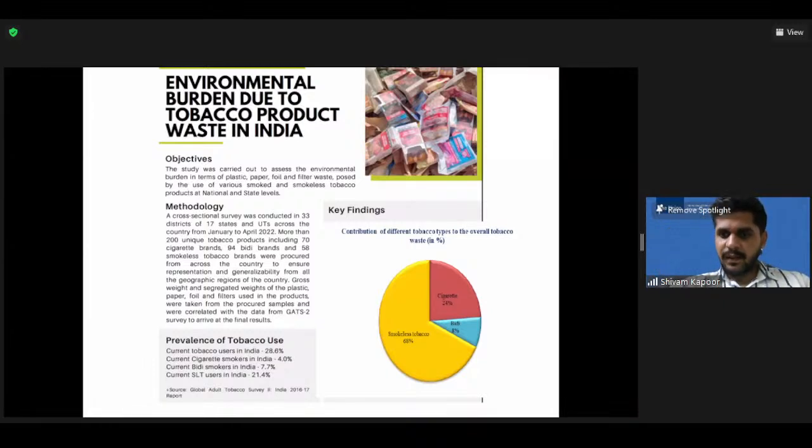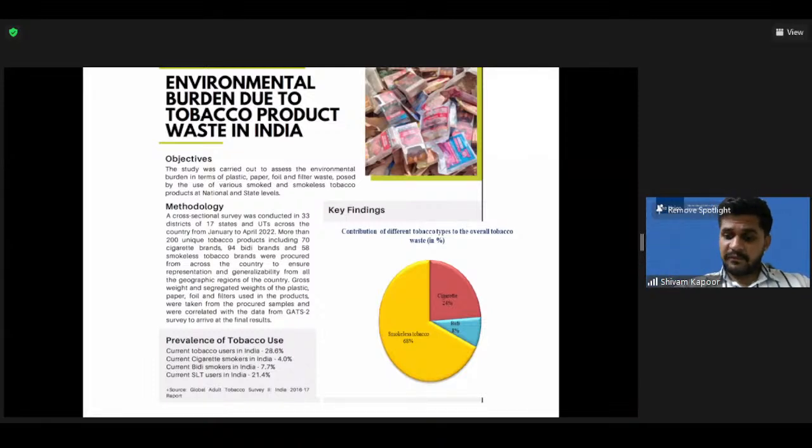The union had done a study with our state partners, along with other significant researchers. What we found out was that the major waste contributed is from smokeless tobacco, around 68%. We took a few samples of each of smokeless tobacco, BD, and cigarette products, and found out how much waste is produced from each product.